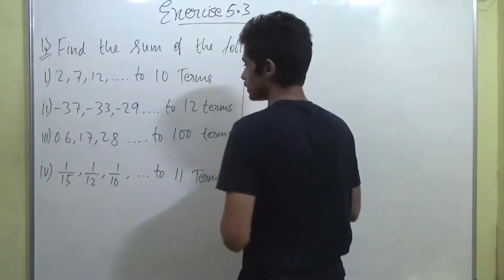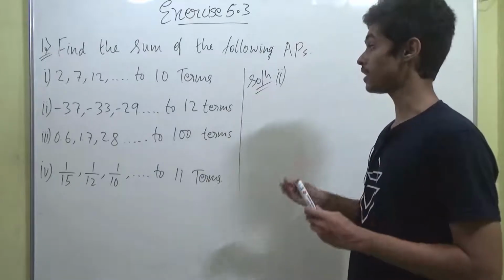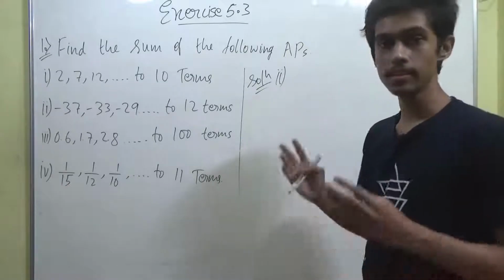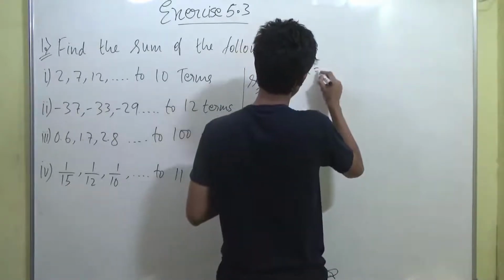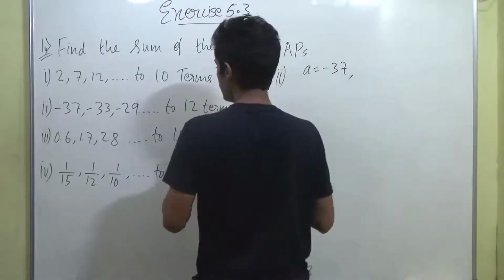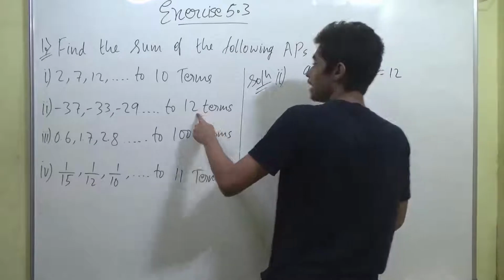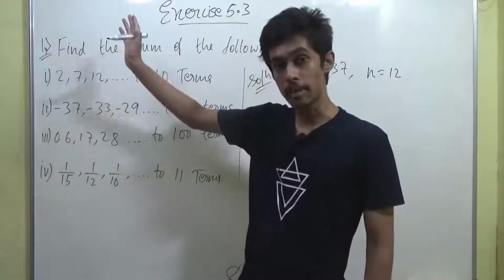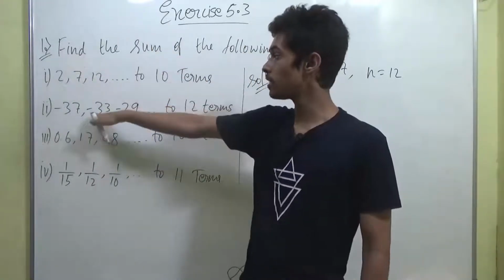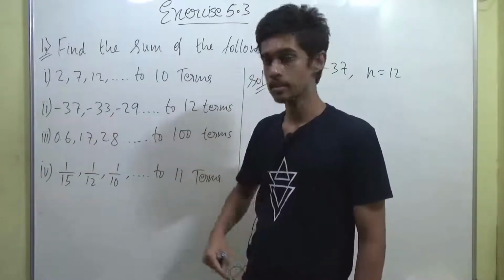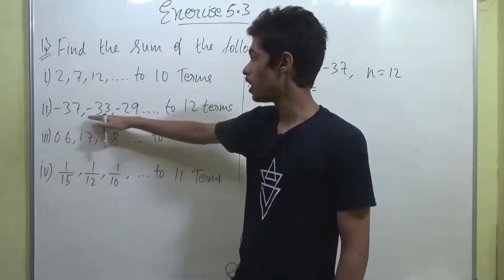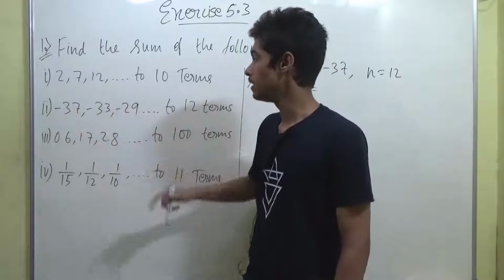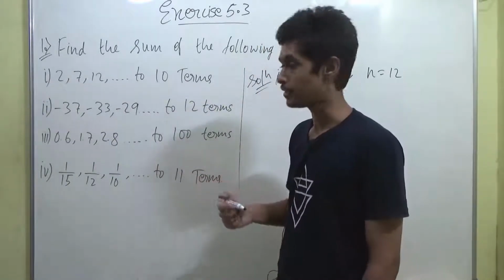If you see the second sub question, it is minus 37, minus 33, minus 29 and so on, up to 12 terms. Okay guys, so first let's write the things which we require. That is a equal to minus 37 and n equal to 12, because they have given 12 terms. And now let's find d. If you see here guys, the AP is increasing. Minus 37 is a more negative value than minus 33, which means it's increasing progressively. The difference is 6, but it is plus 6, because it is increasing. Or else you can also use the formula of common difference, that is a2 minus a1.